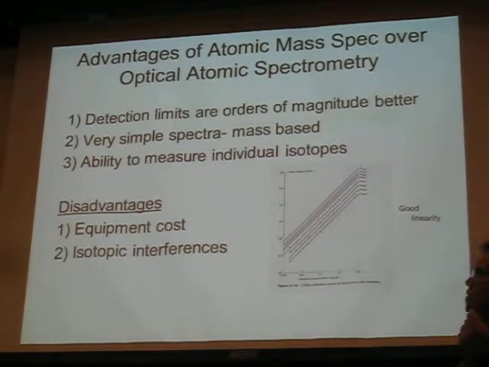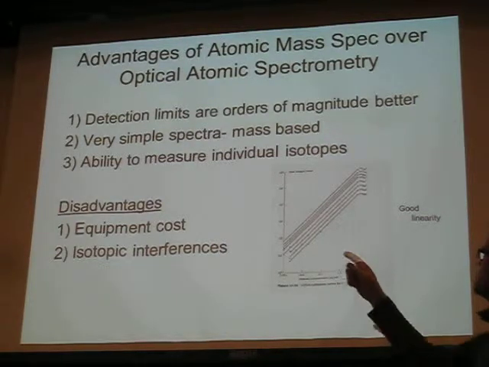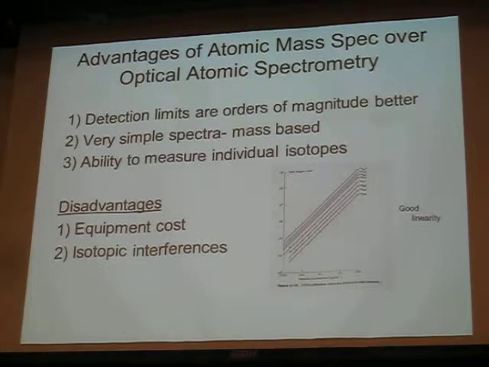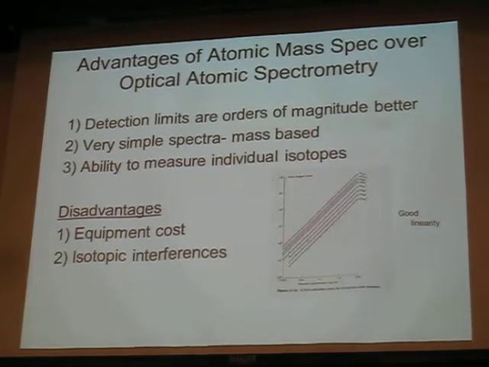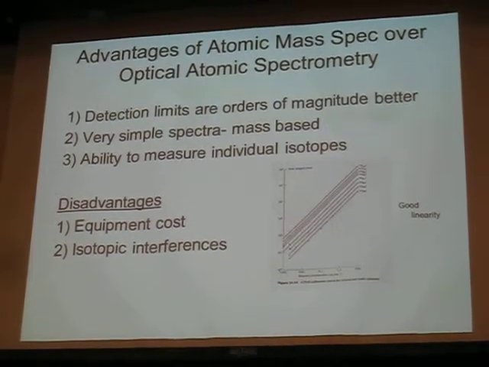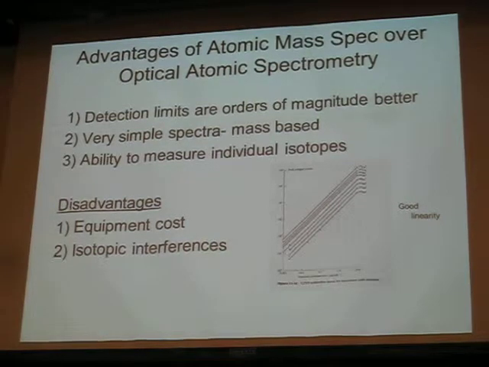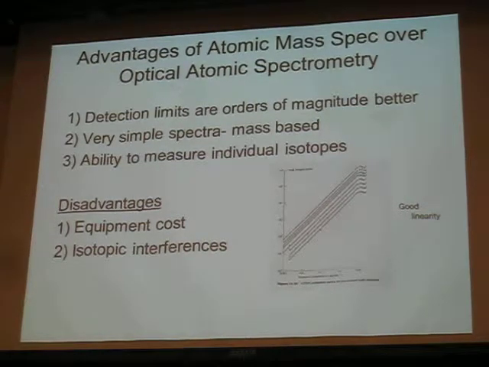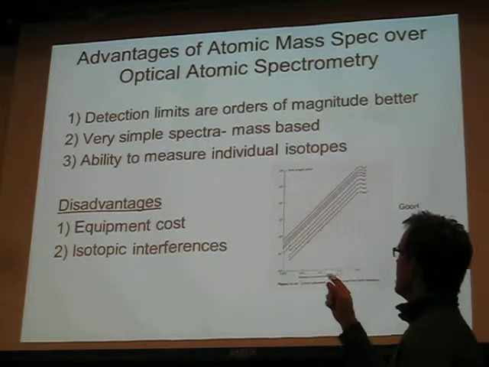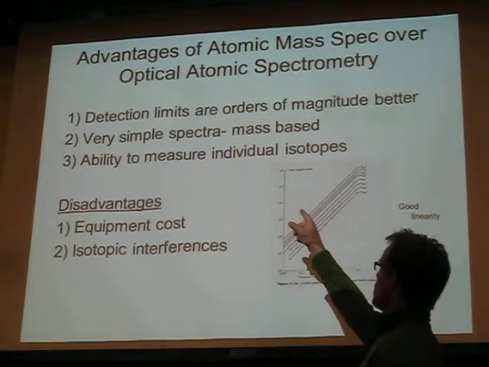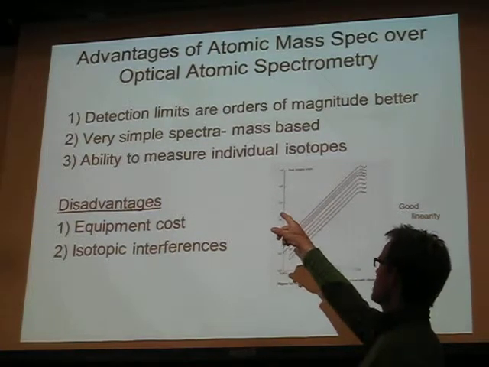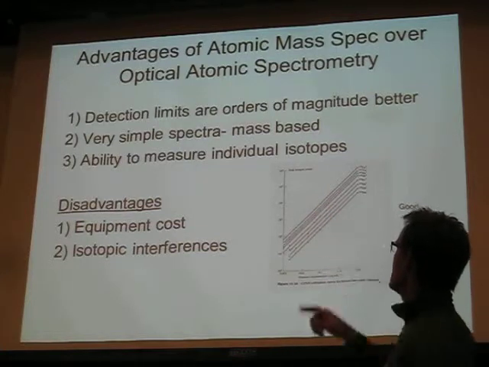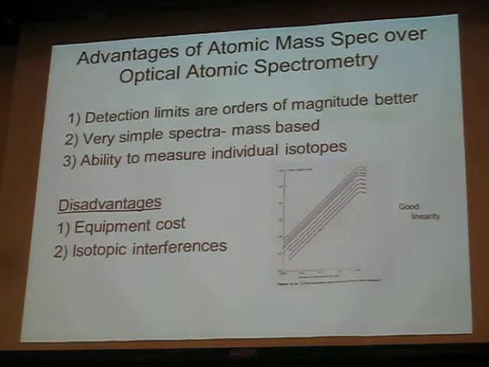Another very important point that I'm going to talk about more in a second is that the spectra are very simple compared to the spectra we have been seeing in atomic absorption or atomic emission. And simple spectra are typically easier to interpret. There's a benefit to that, right? One thing that I'm going to talk about on Wednesday, that we take advantage of in some of the work we do in our lab, is that you have the ability to measure individual isotopes. And why would you want to do that?